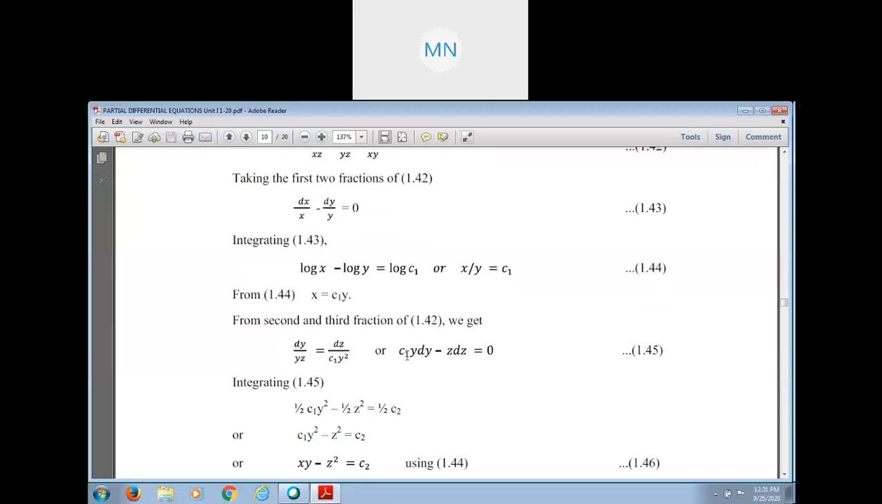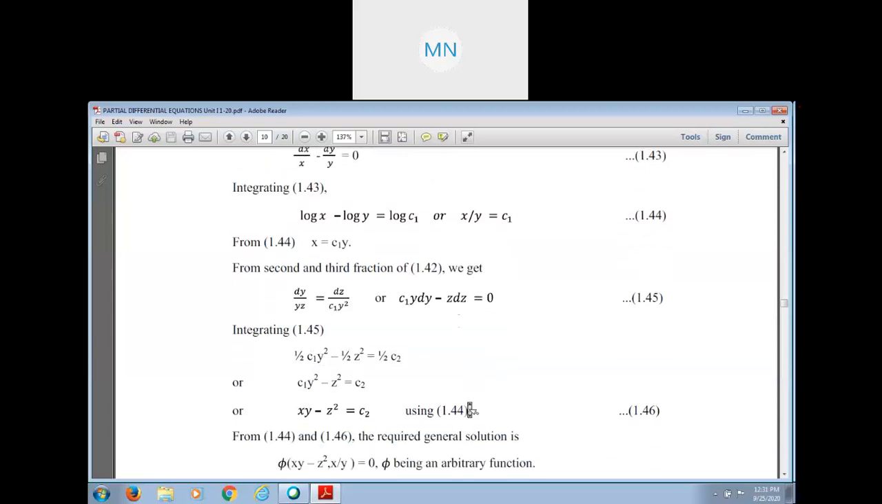Integration of c1 is constant, so it comes outside: c1 y dy. The integration of y dy is y square by 2, and similarly z dz gives z square by 2. This is the required solution. So the general solution is phi of c1 comma c2, where c1 is x by y, and phi is any arbitrary function. Okay, do you understand? Yes, ma'am.